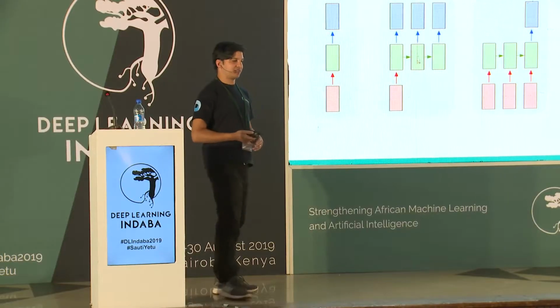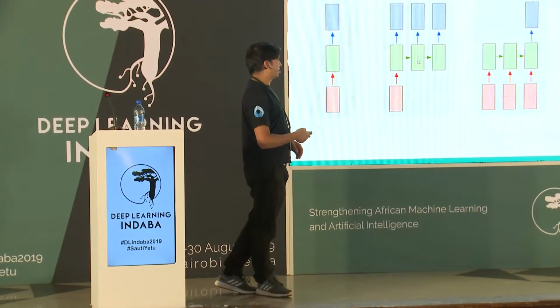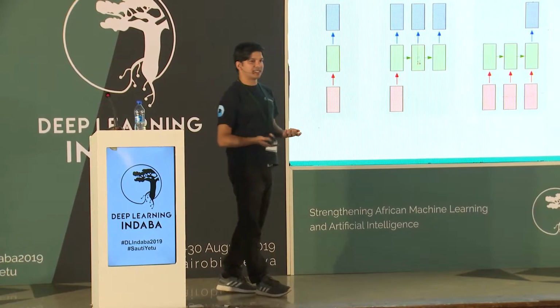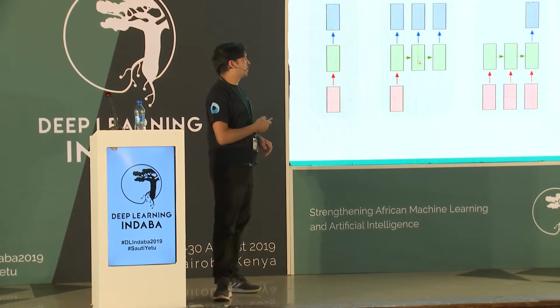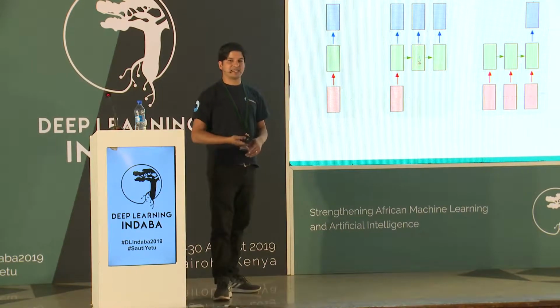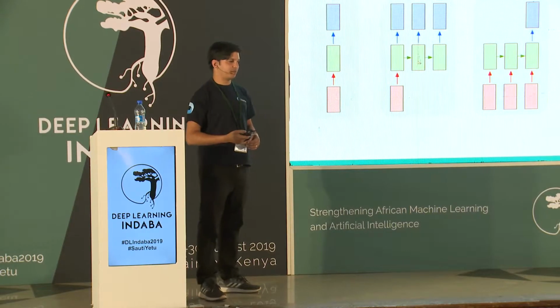The next architecture is many-to-one. Here you have a sequence as input and a single output. You could use this for classification. Maybe your input is a sequence of words forming a sentence, and your output could be the sentiment, whether that sentence is positive, negative, or neutral.